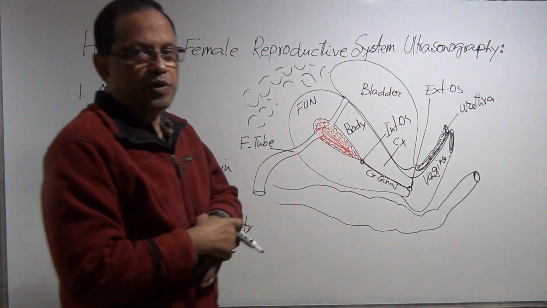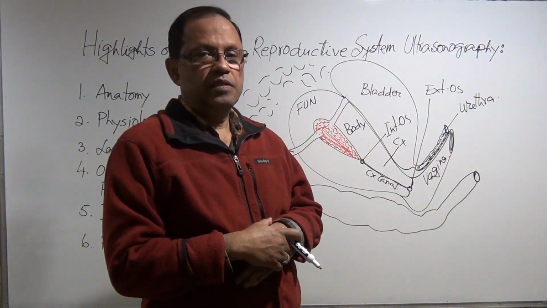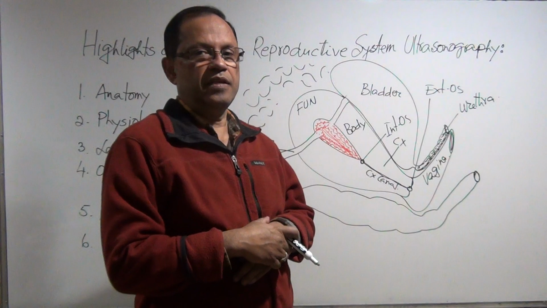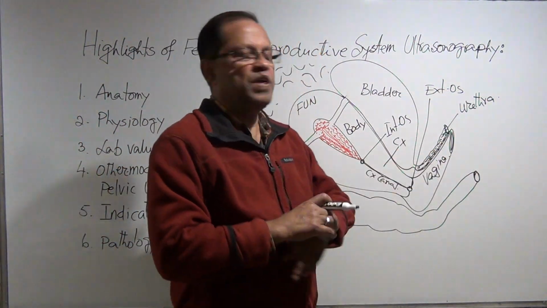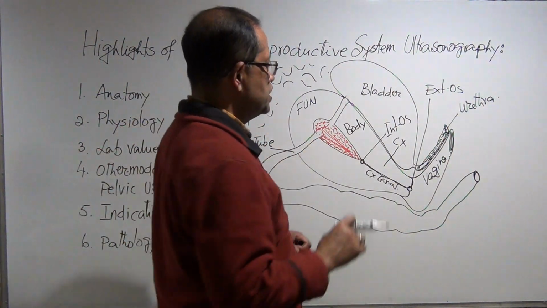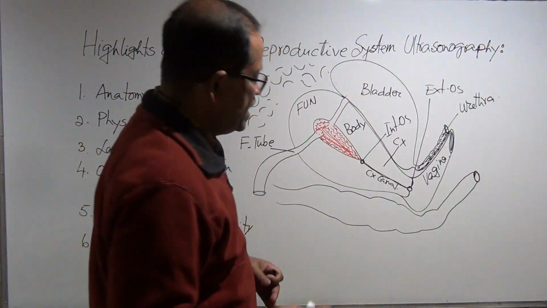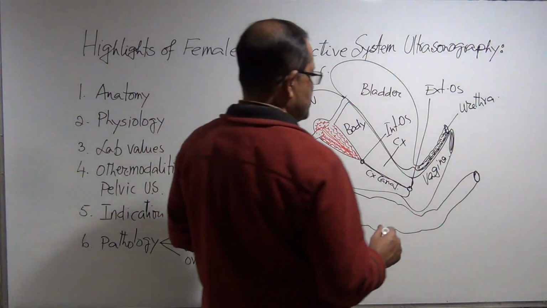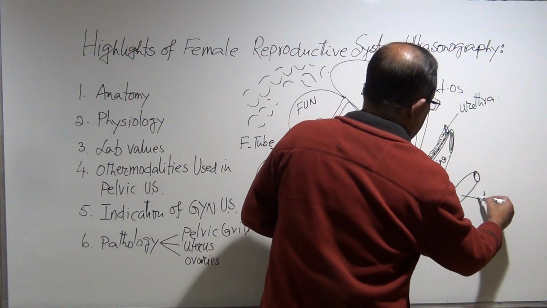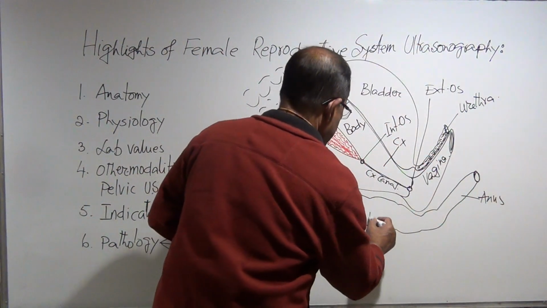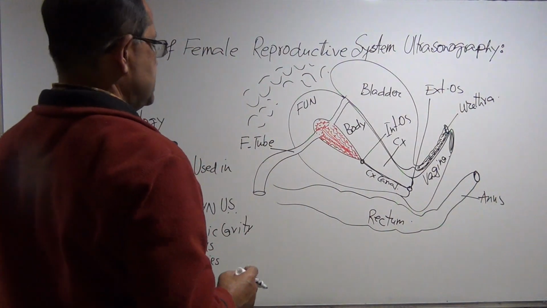If somebody asks you, can you check the urethra for incontinence? Yes, we can. Where are you going to see the urethra? On the anterior wall of the vagina. This is very important because sometimes we need to check the incontinence of the bladder. And this is the anus and this is the rectum.